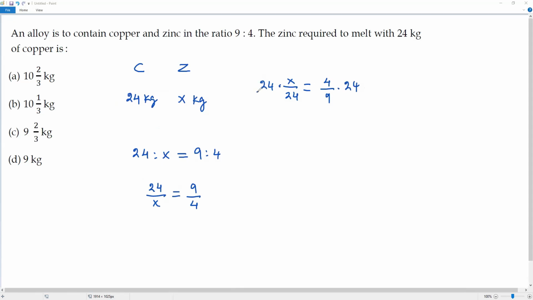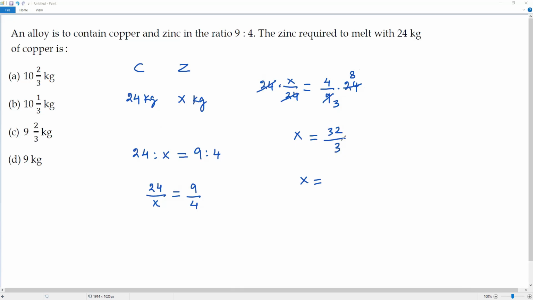Let me do it. This 24 will cancel out. We have x on the left side. Here 3 goes into 9 3 times, and 3 goes into 24 8 times. Now 4 times 8 is 32. In the denominator we have 3. Here we have an improper fraction. Let's convert this one to a mixed number.